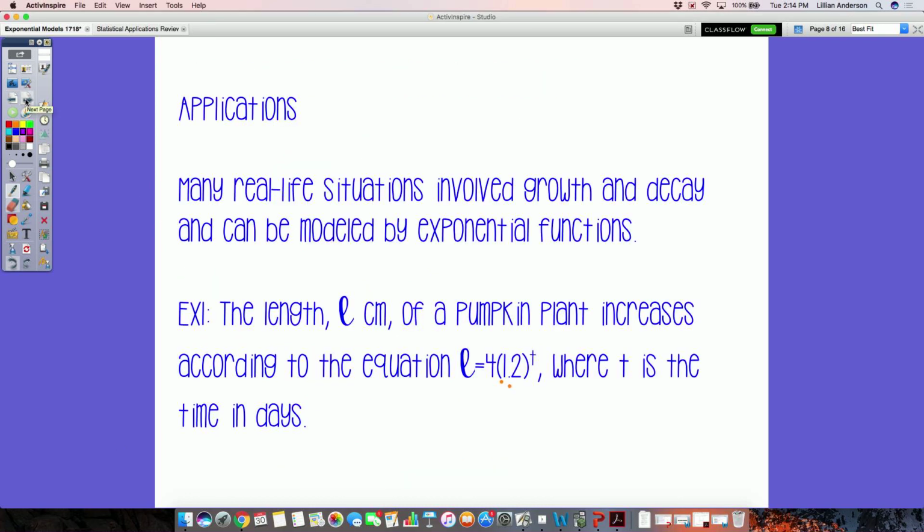So applications. Many real-life situations involve growth and decay. Okay, growth, remember that's when the numbers are bigger than 1. Decay is when they're in between 0 and 1. Such as this first example that's located on it. It says example 1, but it's really example 5. Talking about the length L centimeters of a pumpkin plant increases according to an equation.